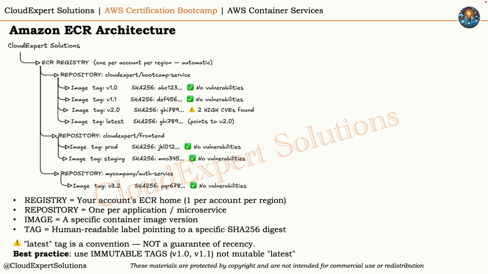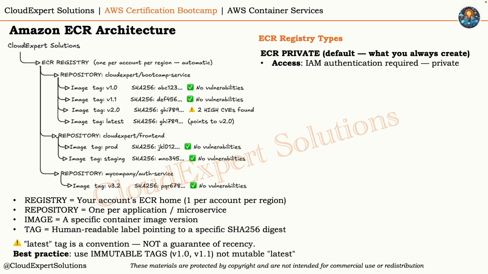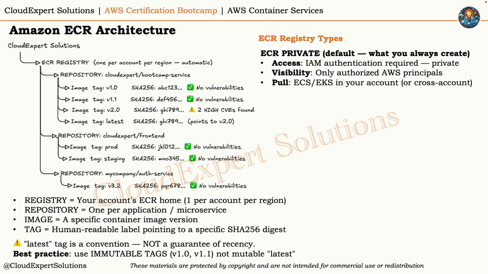You have two types of ECR registry. First, private ECR. Private ECR is what you always use for your own application images. It requires IAM authentication. It is accessible only by authorized AWS principals. Images can be pulled from EKS or ECS within your AWS account or accounts you explicitly allow.